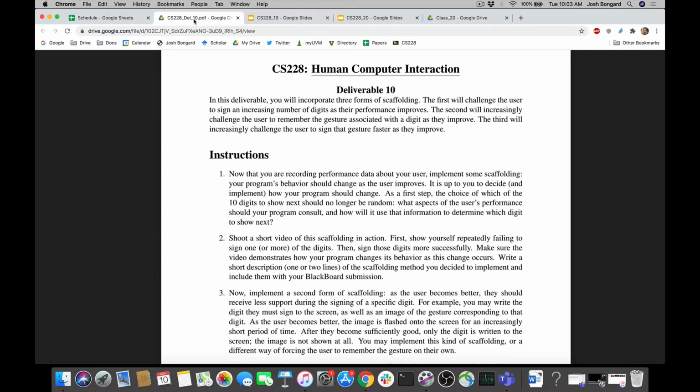So you're going to be implementing 3 scaffolds this week, and as you'll see, deliverable 10 is only a page long because most of the ideas are going to be up to you this week rather than me.